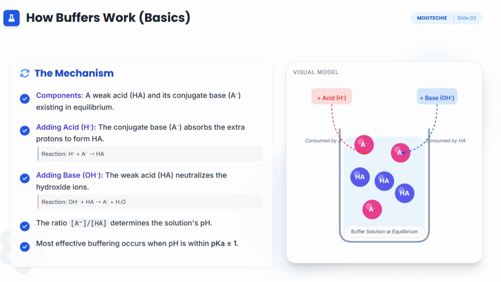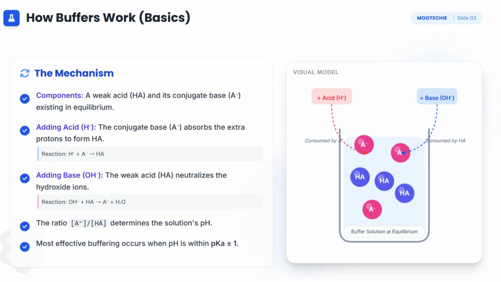When you add acid in the form of H+ ions, the conjugate base A- absorbs these extra protons to form more HA. The reaction is H+ plus A- yields HA. Conversely, when you add a base like OH-, the weak acid HA neutralizes the hydroxide ions. The reaction is OH- plus HA yields A- plus H2O. The ratio of A- to HA determines the solution's pH, and most effective buffering occurs when the pH is within plus or minus 1 unit of the pKa.